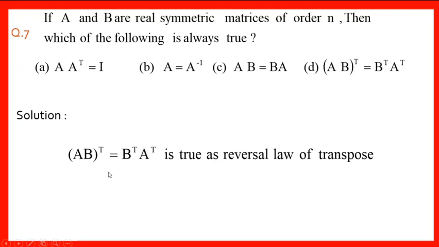If a number of matrices are there, say for example A, B, C, D, and we take the product with its transpose, then the transpose of A B C D will be D transpose C transpose B transpose A transpose. It means we have to first take the transpose of the last matrix in the multiplication. In this way one can apply the reversal law of transpose. Let us have the next question.